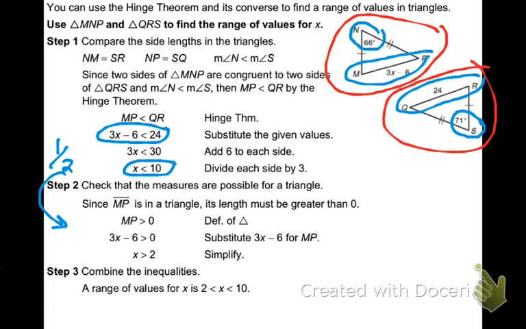In order to be a side length, it has to be bigger than what length? Anybody? 0. In order to be a side length, it has to be bigger than 0. So the second half of my answer is now I set it greater than 0. So I set it less than the other side, set it greater than 0, and I solve, getting x is greater than 2. And now I set up my compound inequality: 2 is less than x, which is less than 10.